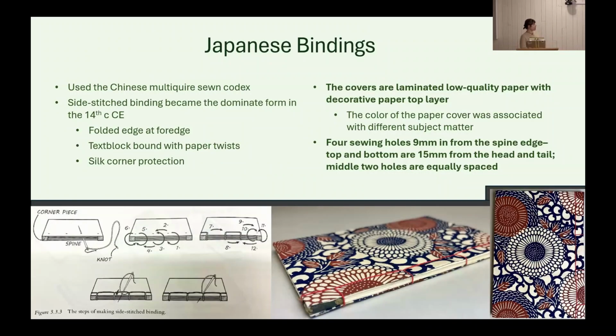And then to round off the three, we have the Japanese bindings. Japan seems to have used that early multi-sewn Chinese codex format that we didn't actually see being used in China that often. So there was clearly some sort of transit of information between China and Japan, likely through Korea. But by the 14th century, you have again that same style. Japan has 4 holes, and they tend to use different paper colors to indicate the subject matter. So just visually, you could determine what was inside of those books.